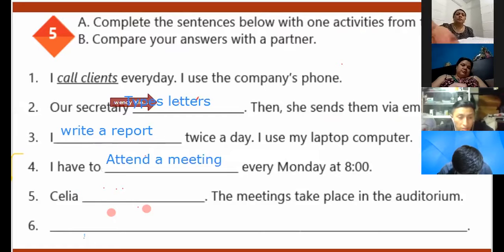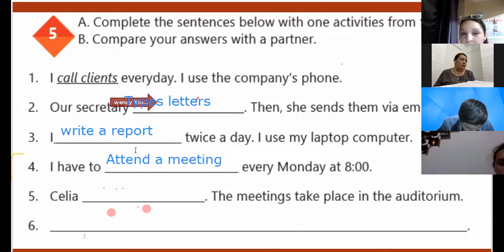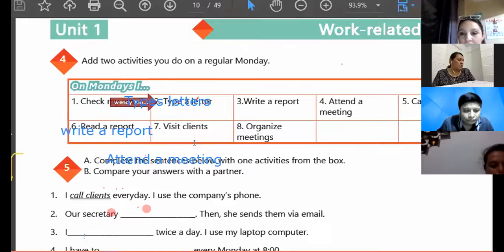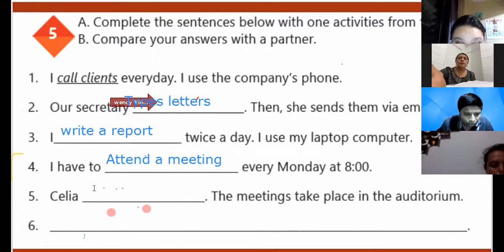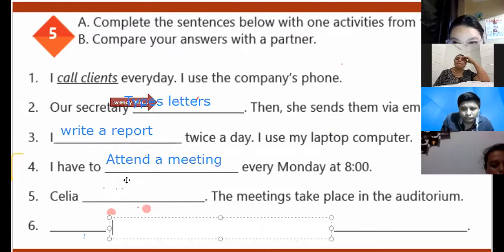I have to attend a meeting every Monday at 8. It could be at 8 a.m. or at 8 p.m. We don't know because it doesn't say. Okay, let's see number 5. Who wants? Organize meetings. Very good. Let's go to the box and see. Organize meetings. Very good. All clients. I'm sorry?